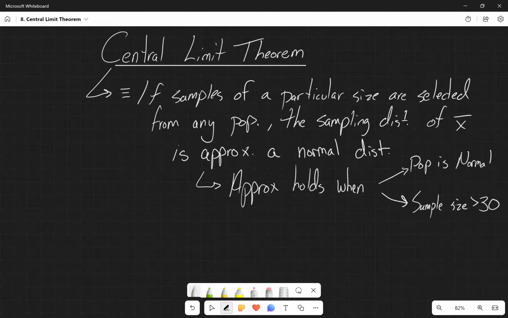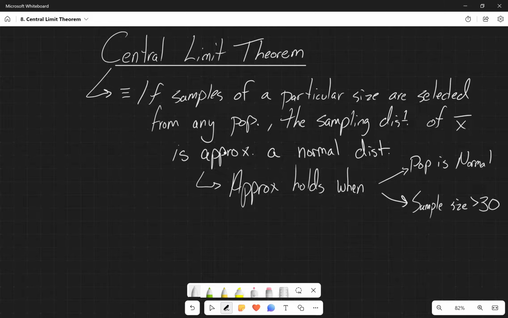All right, so the central limit theorem is an important backbone of statistical and econometric theory, right? It says that if we take samples selected from any population, the sampling distribution of all those sample means will approximate a normal distribution. And this approximation increases and improves with larger samples. And so we can use the central limit theorem when one of these two things is true. We know that the population is normal, or we have a sample size that's greater than 30.